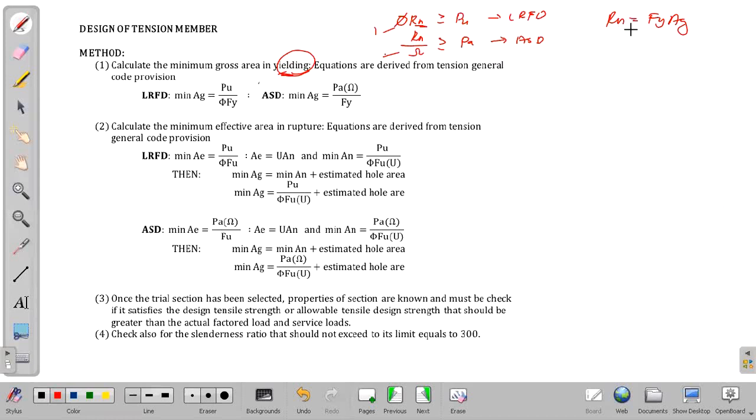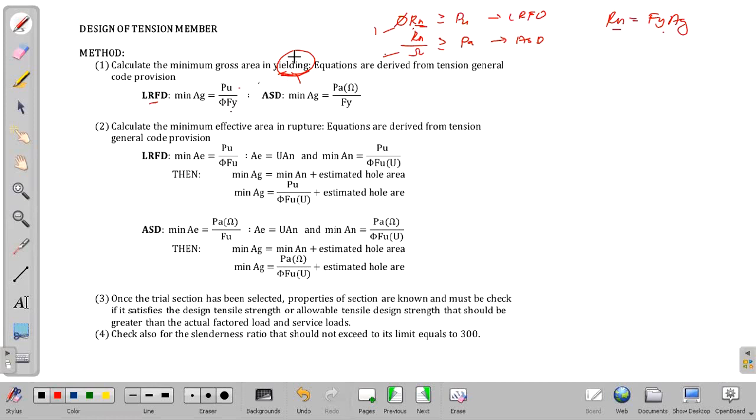Okay? So substituting the equation of Rn here, then rearranging our equation, we get that our minimum Ag is equal to Pu over phi times Fy, that is for the LRFD, and for the ASD, Pa times the omega over Fy. We have to calculate the minimum gross area in yielding. Once we have calculated the minimum gross area, we can select our steel section based on yielding.